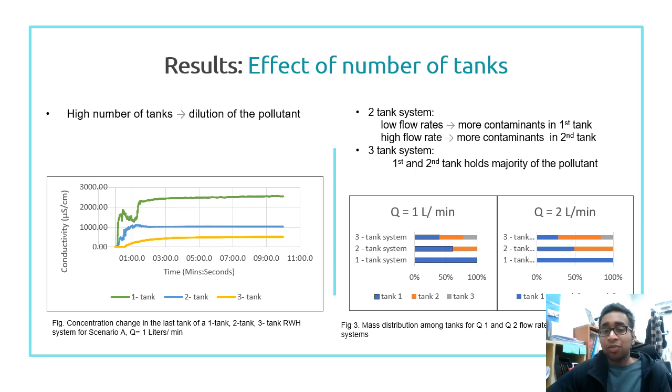And if you look at the third tank system, you can see that the first and second tank hold the majority of it, and as expected, when the flow rate increases, a higher percentage of the pollutant, or the soil concentration, is retained in the second tank. More or less, for both flow rates, the final concentration in the final tank remains almost the same, which is also beneficial in terms of rainwater harvesting because we need a consistent water quality.